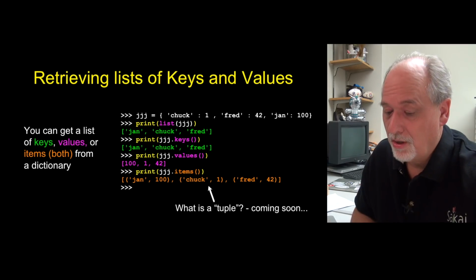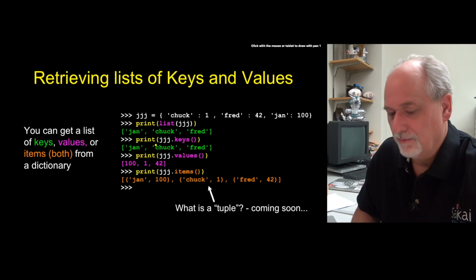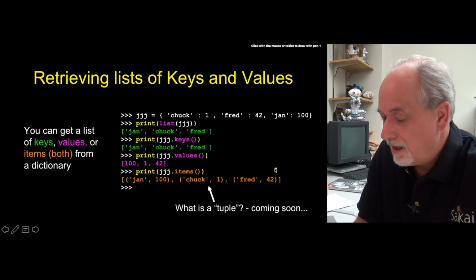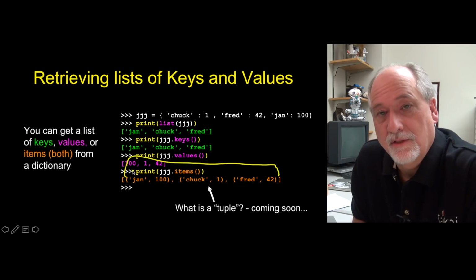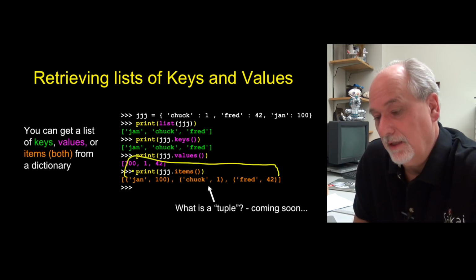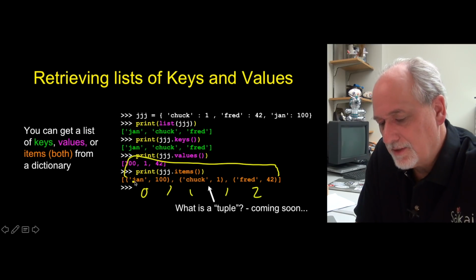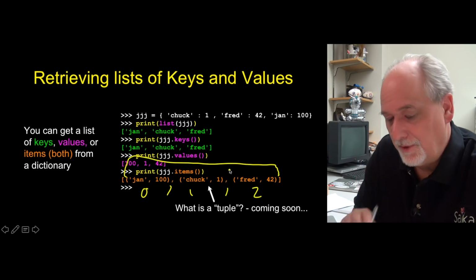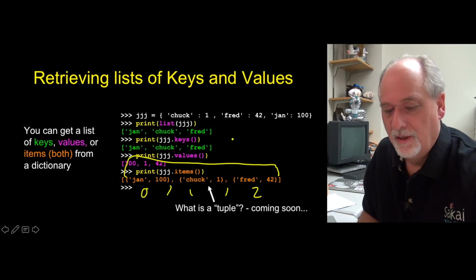And then there is a third thing that we can do, and that is ask for the items. And we can say, give me the items. And that gives us a list. This is our first really kind of composite combined data structure where it is a list, a 3-item list, 0, 1, 2, and inside that there is what are called 2 tuples. Jan maps to 100, Chuck maps to 1, Fred maps to 42. Coming up next, we're going to have a whole chapter on that, and so just take a look at that for the moment.